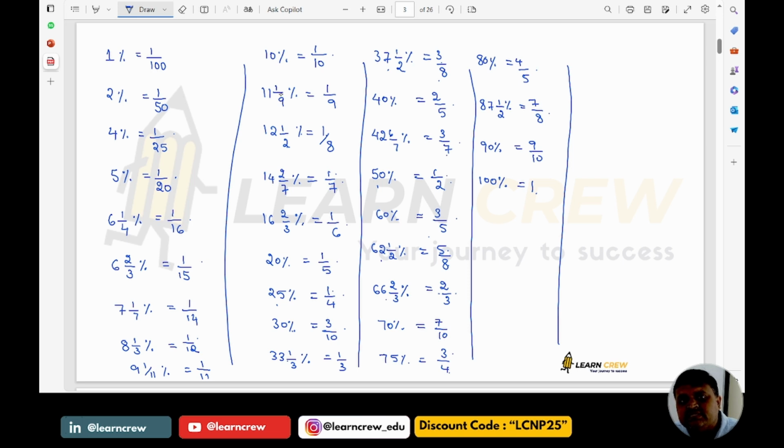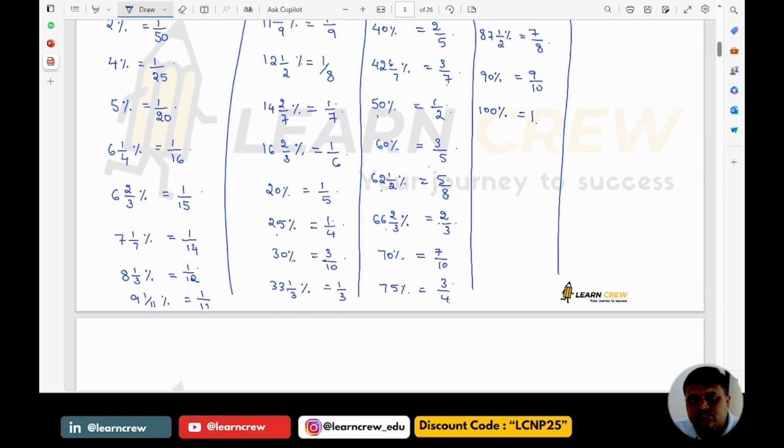Now 11 1 by 9 percentage is 1 by 9. Its double would be 22 2 by 9 percentage, which is 2 by 9. Like the multiples of 11 1 by 9 also we can recollect. This table is very, very important. So you need to recollect all the values with the help of this table. So learning this conversion table, remembering as well as recollecting, is very, very crucial.